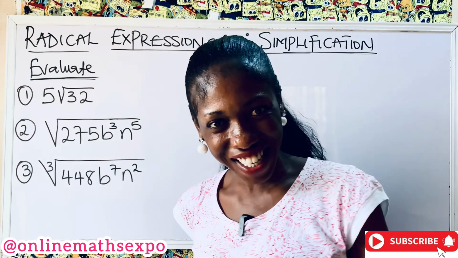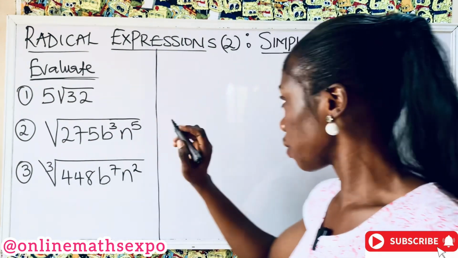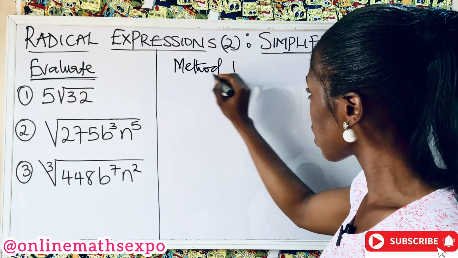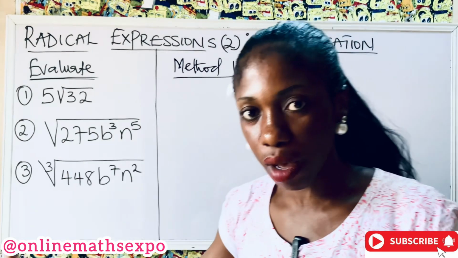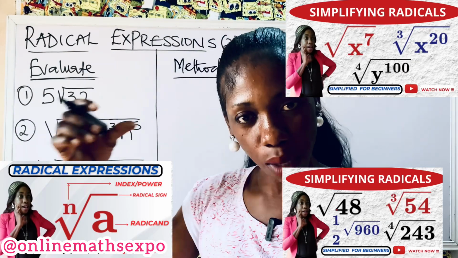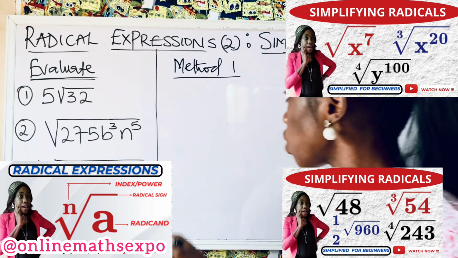Let's continue. For the first example, I'm going to take the first method. The first method is for those that are not familiar with perfect squares. We've already talked about perfect squares in our previous tutorial. The link I will leave with you in the comment section. So let's look at this.